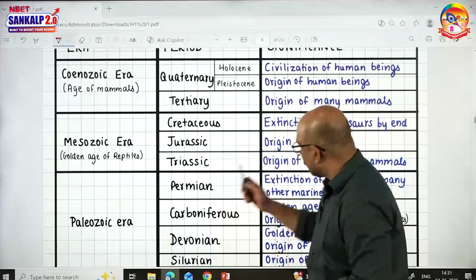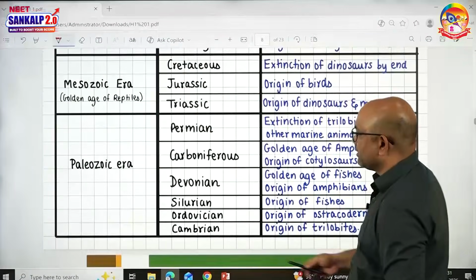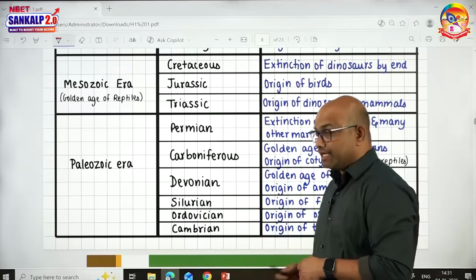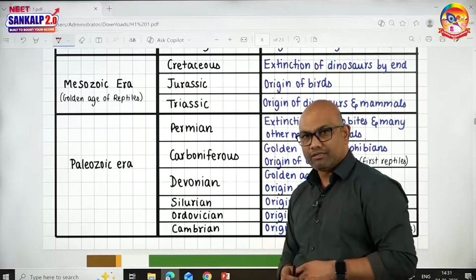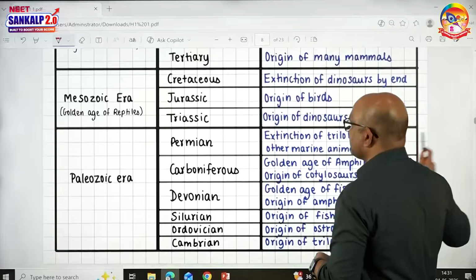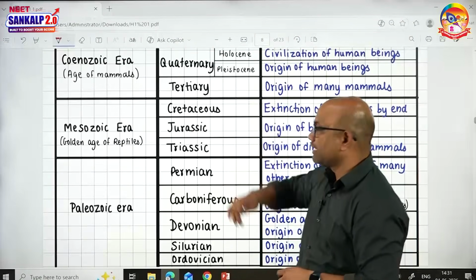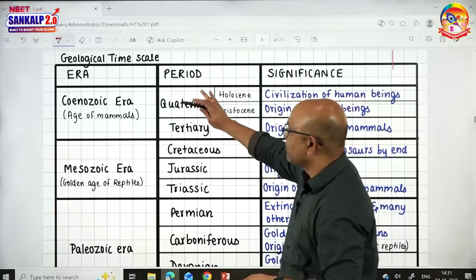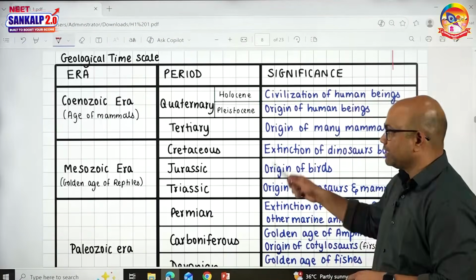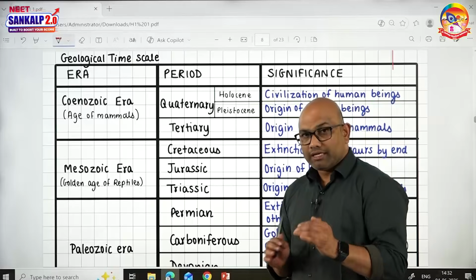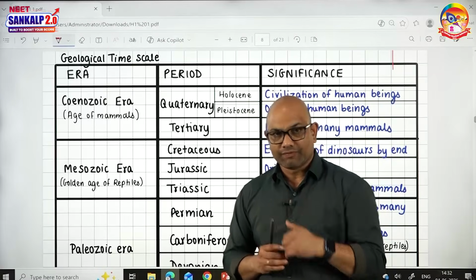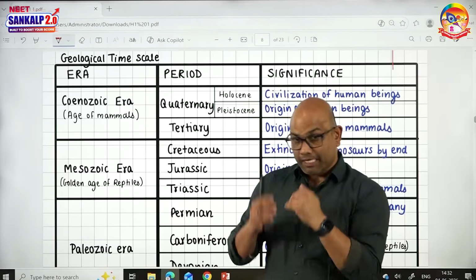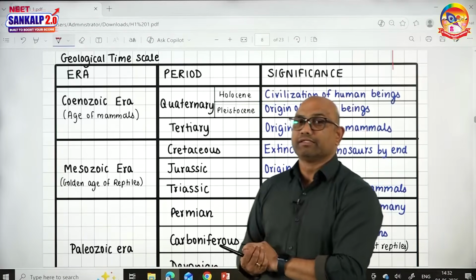And in the Paleozoic era, there are some periods like Cambrian, Ordovician, Silurian, Devonian, Carboniferous, Permian. In the Mesozoic era, the periods include Triassic, Jurassic and Cretaceous. And in the Cenozoic era, the periods include Tertiary and Quaternary. So the age of Earth is divided into eras, periods, epochs, depending on the different rocky layers.